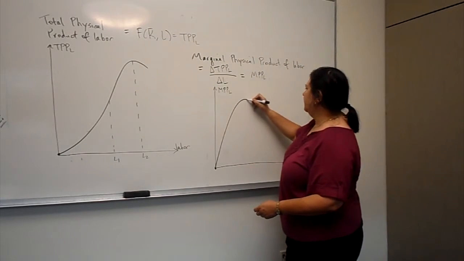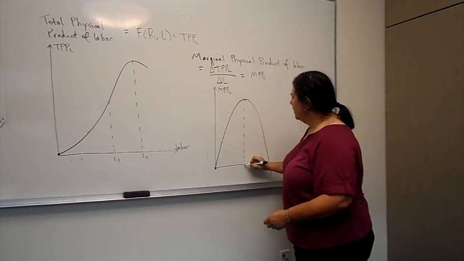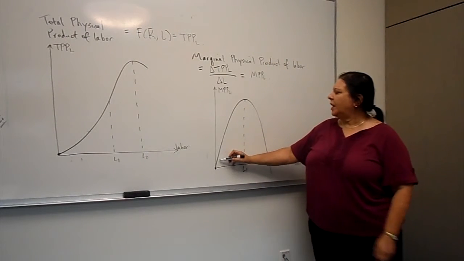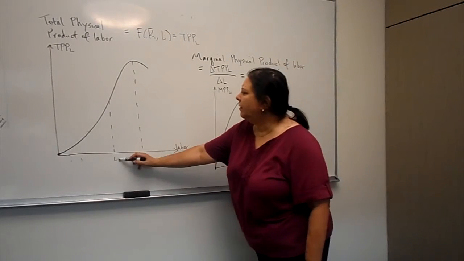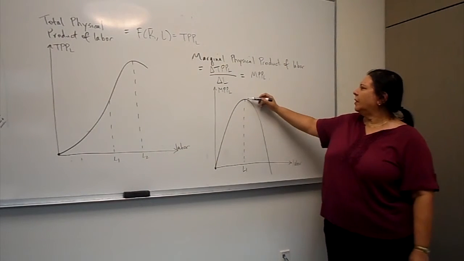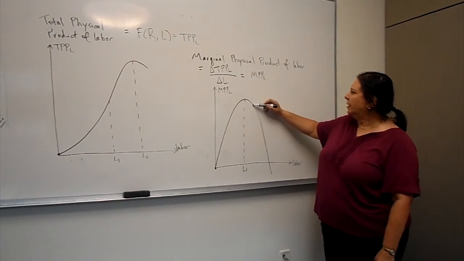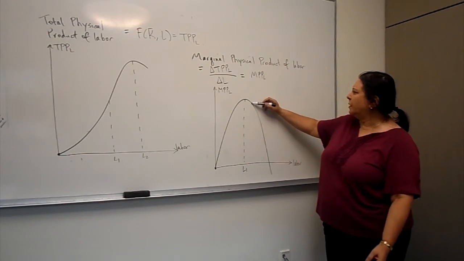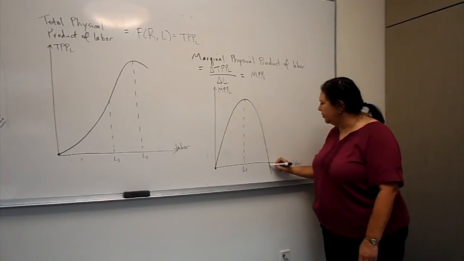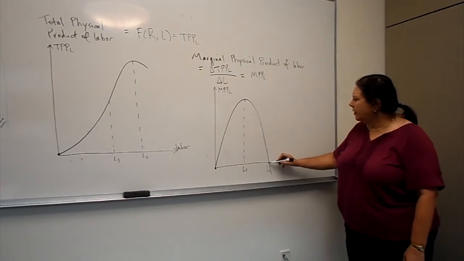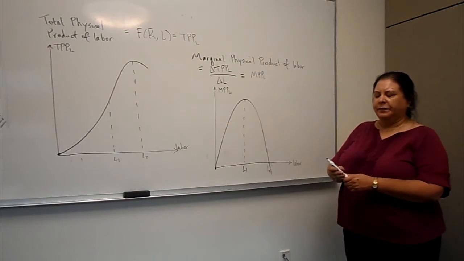So initially, output is going up at a positive and increasing rate till L1 here. Then labor increases and output increases, this is positive, but at a decreasing rate until we go to L2. And now output is going down because the marginal physical product is negative.